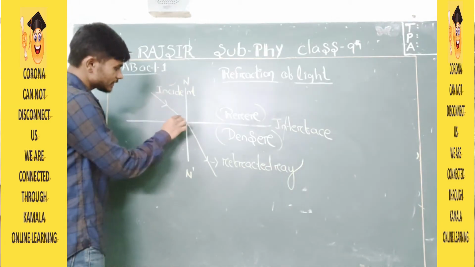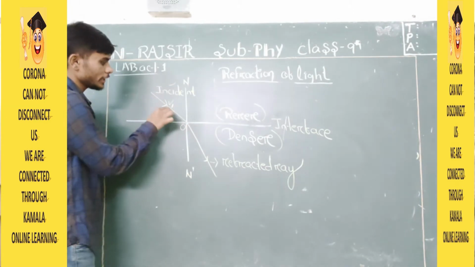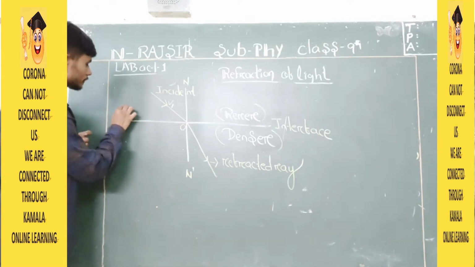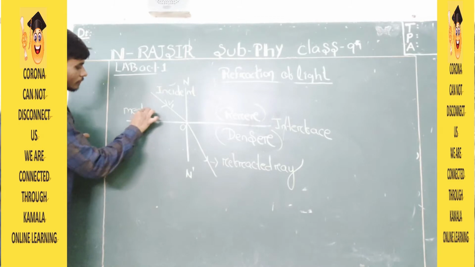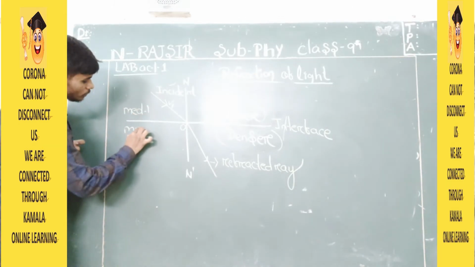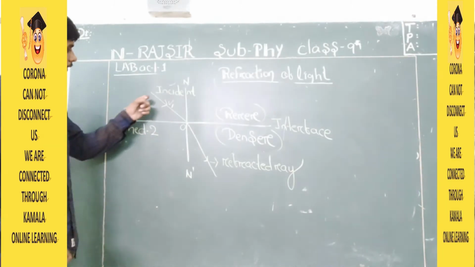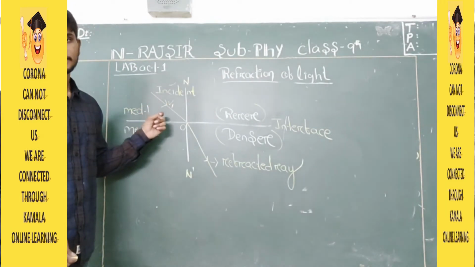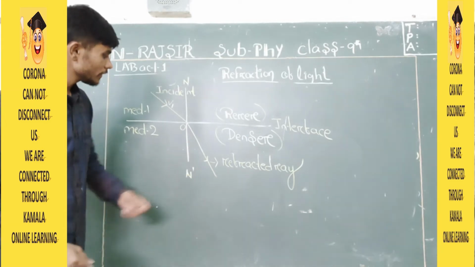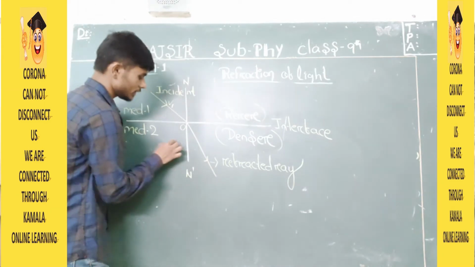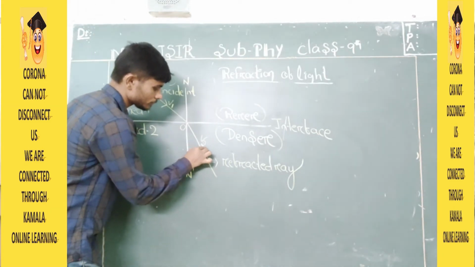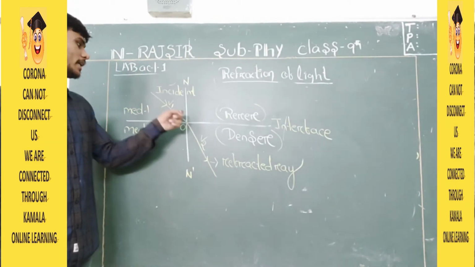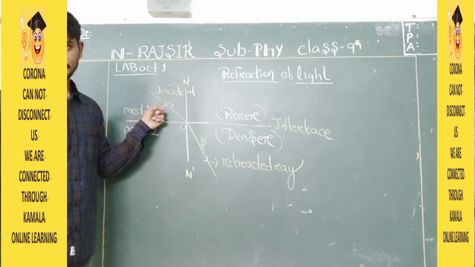While coming, what exactly happens? Suppose this is the velocity of the ray when it was in medium 1, meaning rarer. This is your medium number 2. The ray in medium 1 has speed v1, meaning its velocity is v1. In medium 2, the ray's velocity is v2. Let us take it like that.